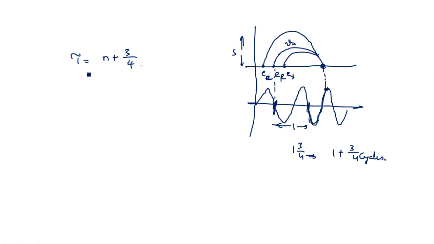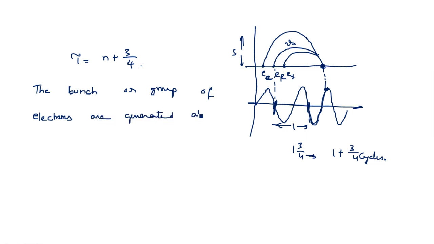Similarly, in general, the bunch or group of electrons is generated at a distance of, or we can say the time is, n plus 3 by 4 cycles. It needs n plus 3 by 4 cycles. Okay, hope you understand now.